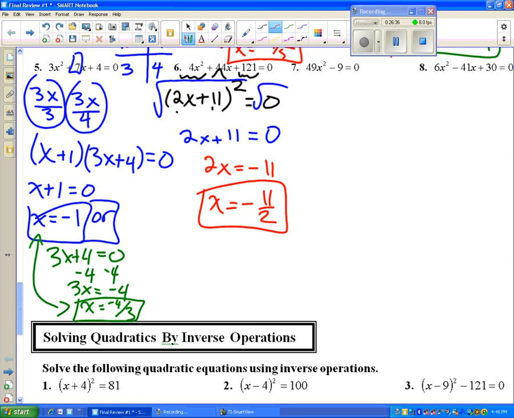Just one answer. And this is the only time you might end up with just one answer, because you took that square root of 0. And so you get just one answer.